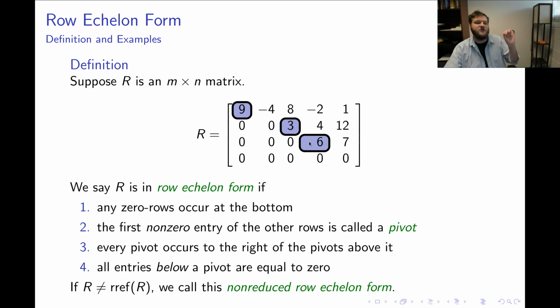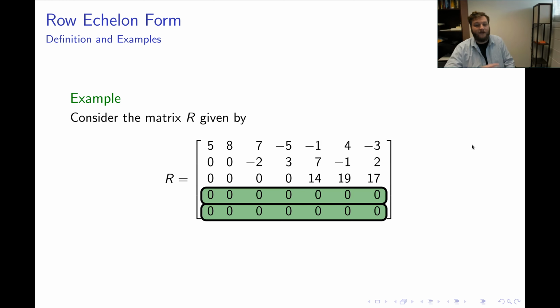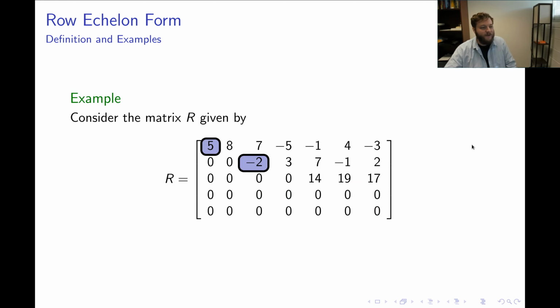Nonetheless, this is in row echelon form, so we would say this matrix is in non-reduced row echelon form. Let's do some examples. Here I have a perfectly good, rather large matrix. There are rows of zeros in this matrix, but they occur at the bottom. That's fine. I do have pivots here, but they're not equal to 1. So this is not in reduced row echelon form, but we're still on track to be row echelon form.